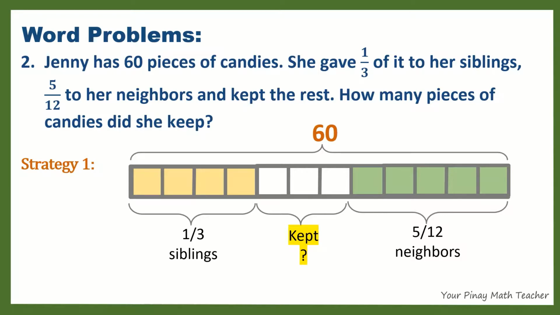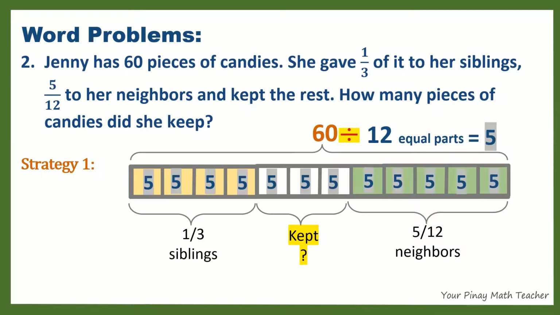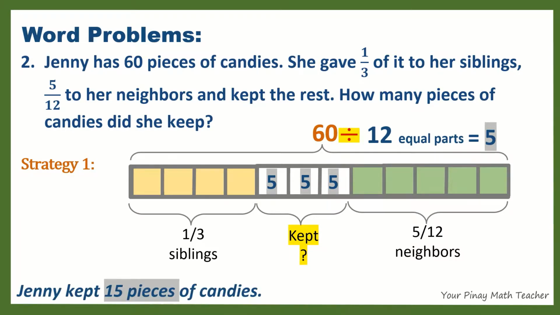Now, based on the illustration, we will divide 60 by 12 equal parts, which gives us 5. So since we are only asked to give the number of candies she kept, then we will only multiply 5 by 3. So 5 times 3, or 5 plus 5 plus 5, is equal to 15. So Jenny kept 15 pieces of candies.